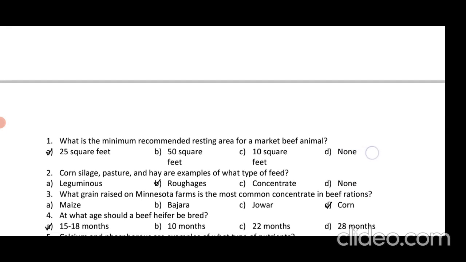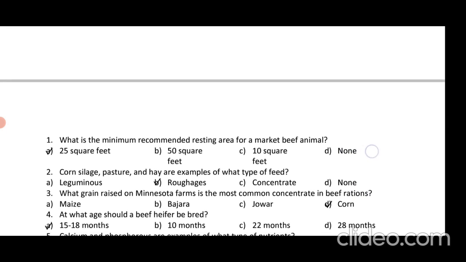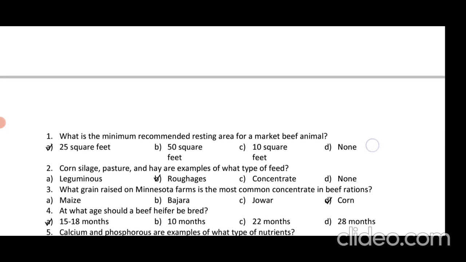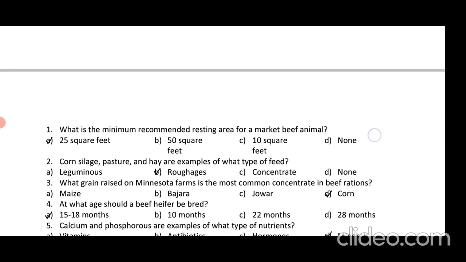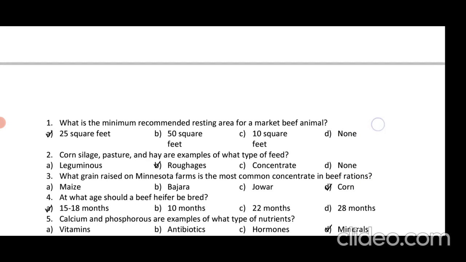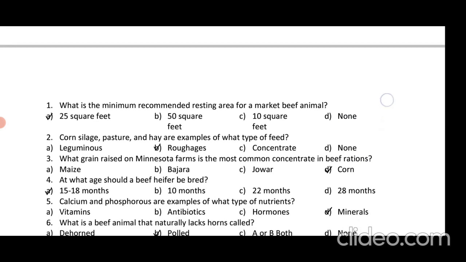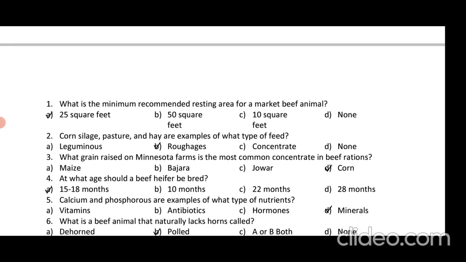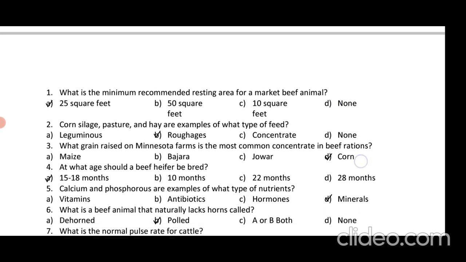At what age should a beef heifer be bred? At 15 to 18 months, a beef heifer should be bred. Calcium and phosphorus are examples of which type of nutrients? Calcium and phosphorus are minerals. What is a beef animal that naturally lacks horns called? Polled. No horn in the animal, it is the polled animal.